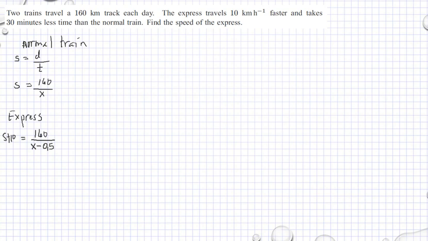So if we solve for S here, if we subtract both sides of the equation by 10, then we have the speed is equal to 160 subtracted by 10, if we multiply by x minus 0.5, and x minus 0.5.